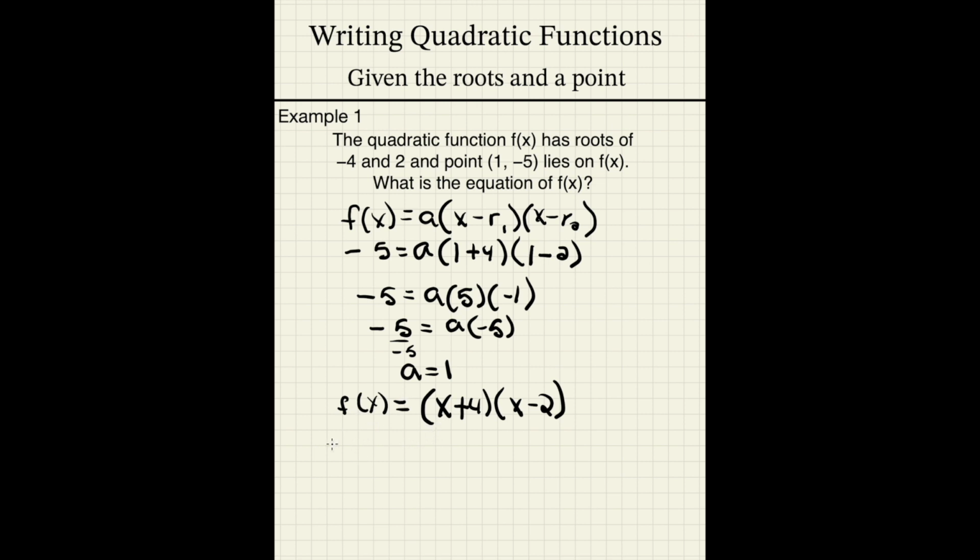Now, if you want to write it in quadratic form, you can go a little further. It depends on what your teacher would like your final form to be. And in that case, all you have to do is FOIL. So x times x is x squared. x times -2 is minus 2x. 4 times x is plus 4x. And 4 times -2 is -8. And now we're going to combine like terms. And the full quadratic is x squared plus 2x minus 8.